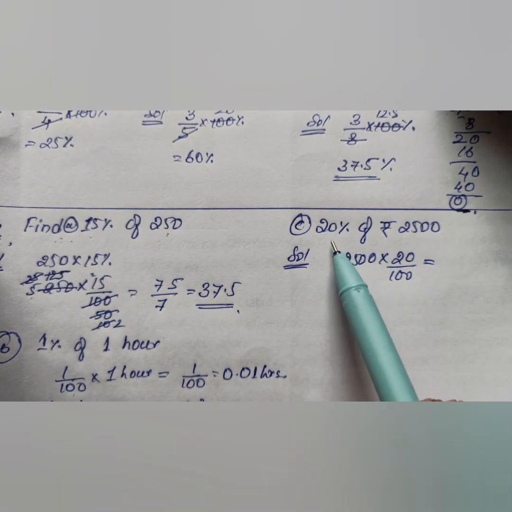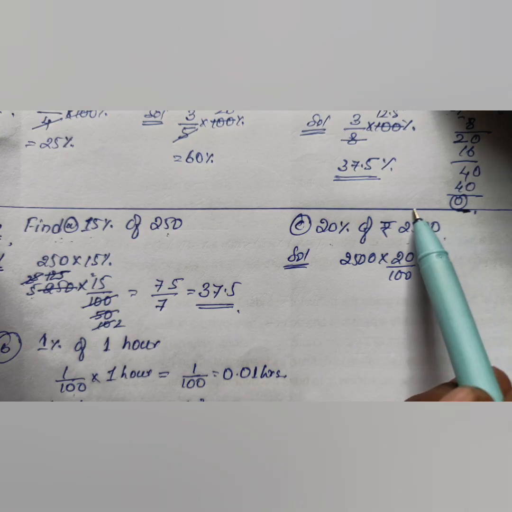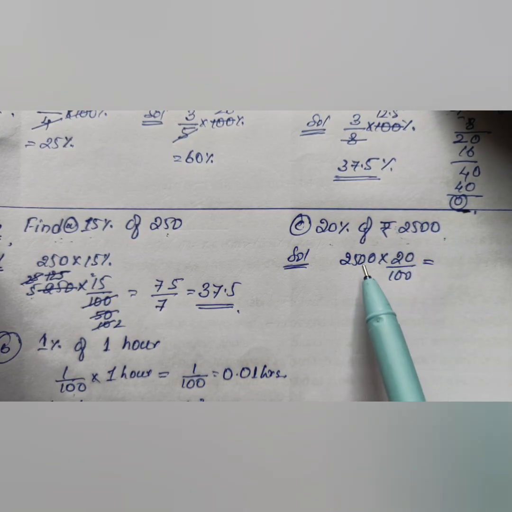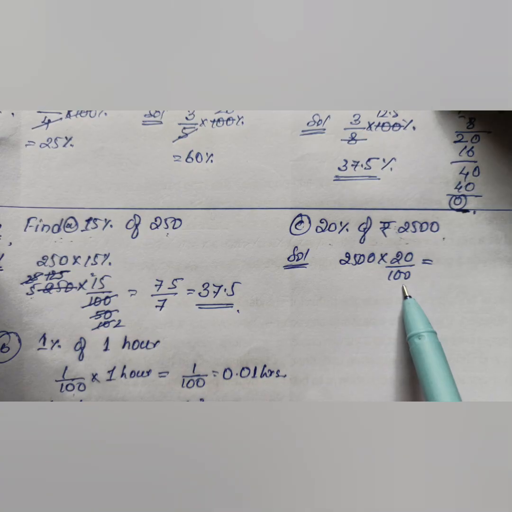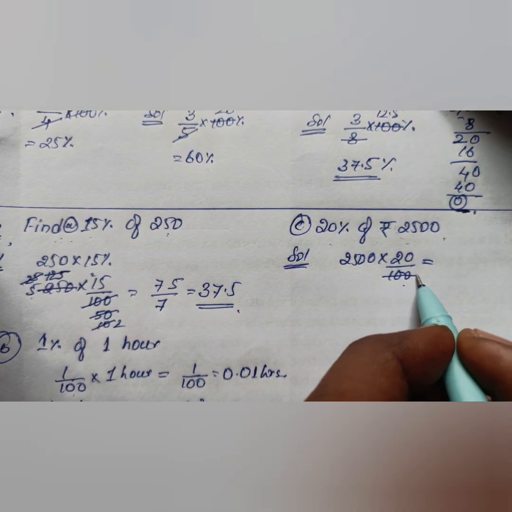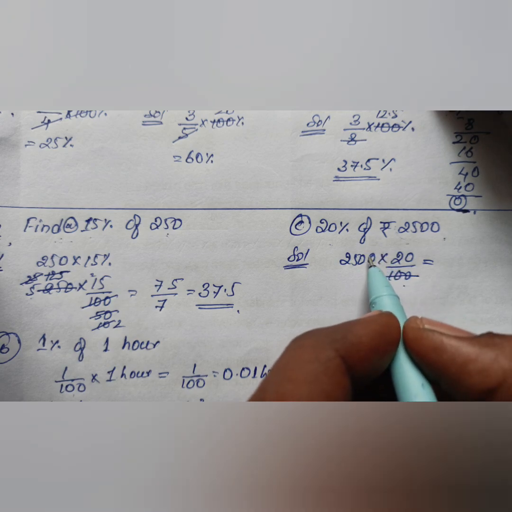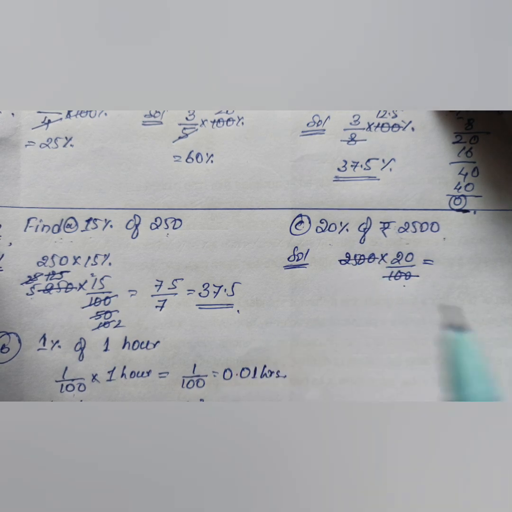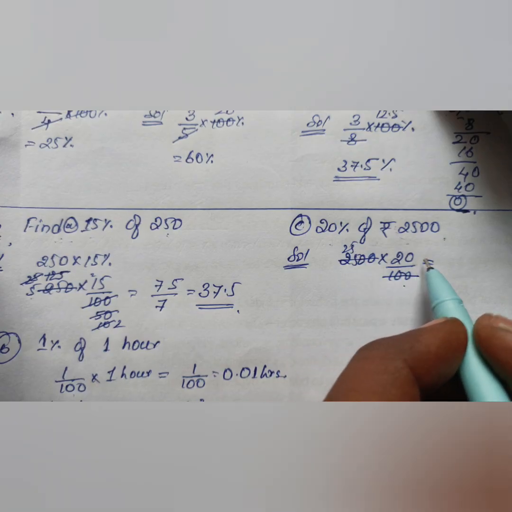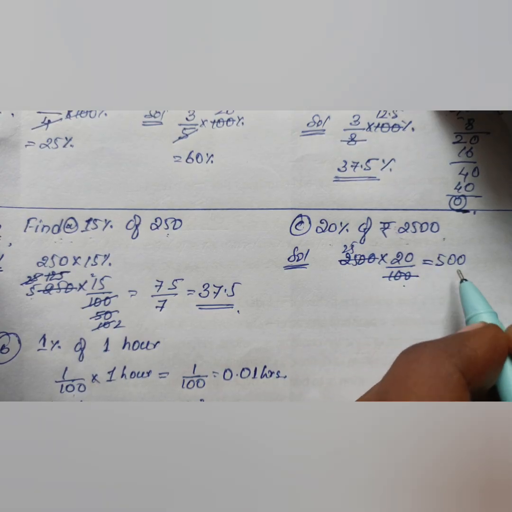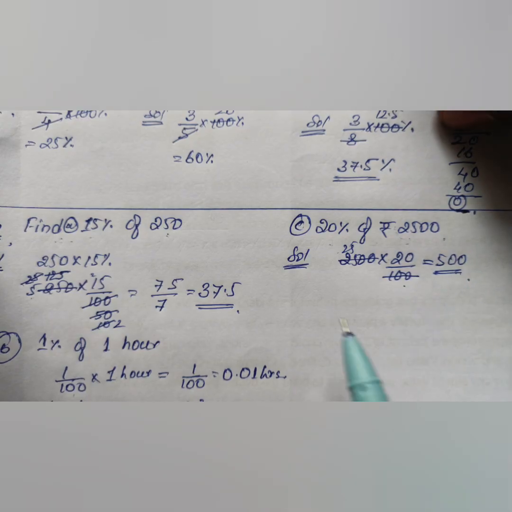Now the C part, we will see 20 percentage of rupees 2500. It can be calculated like this. 2500 into 20% means 20 by 100. 100 into 25 is 2500, right? So 25 into 20 is 500. This is the answer. 20% of 2500 is 500.